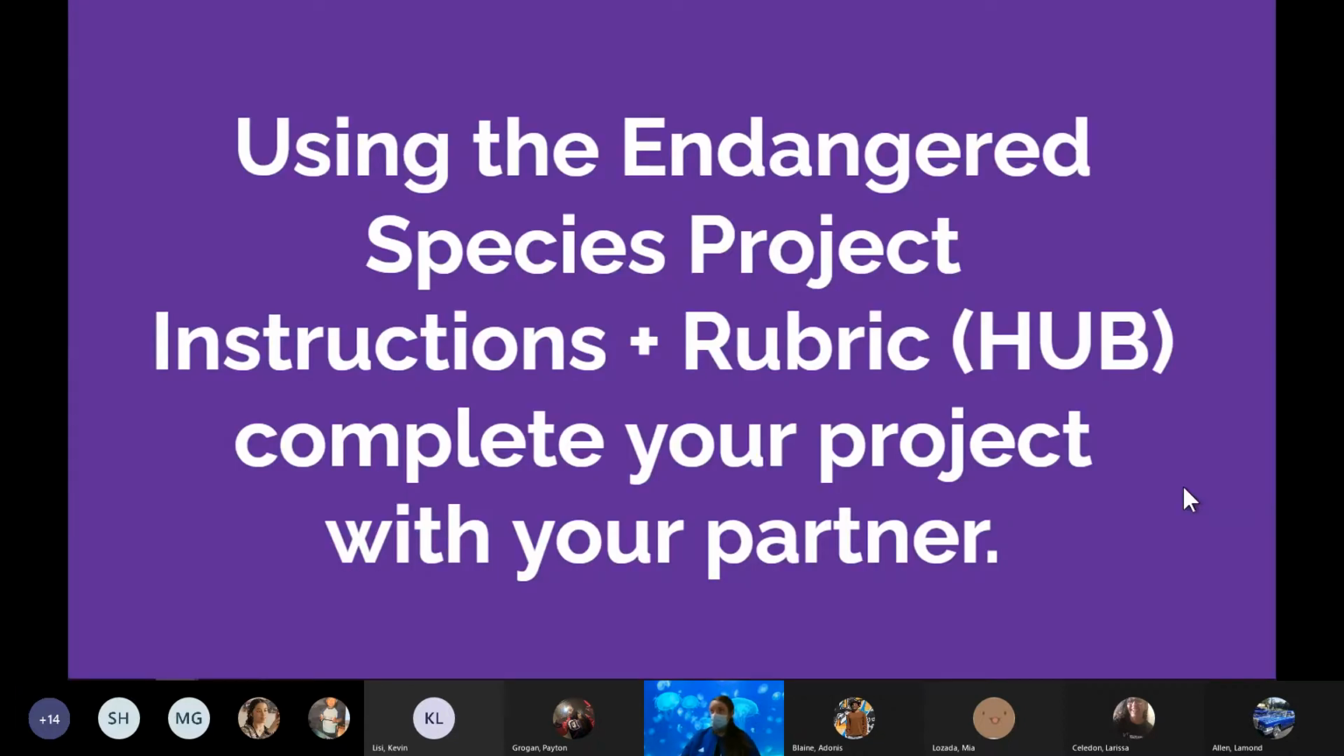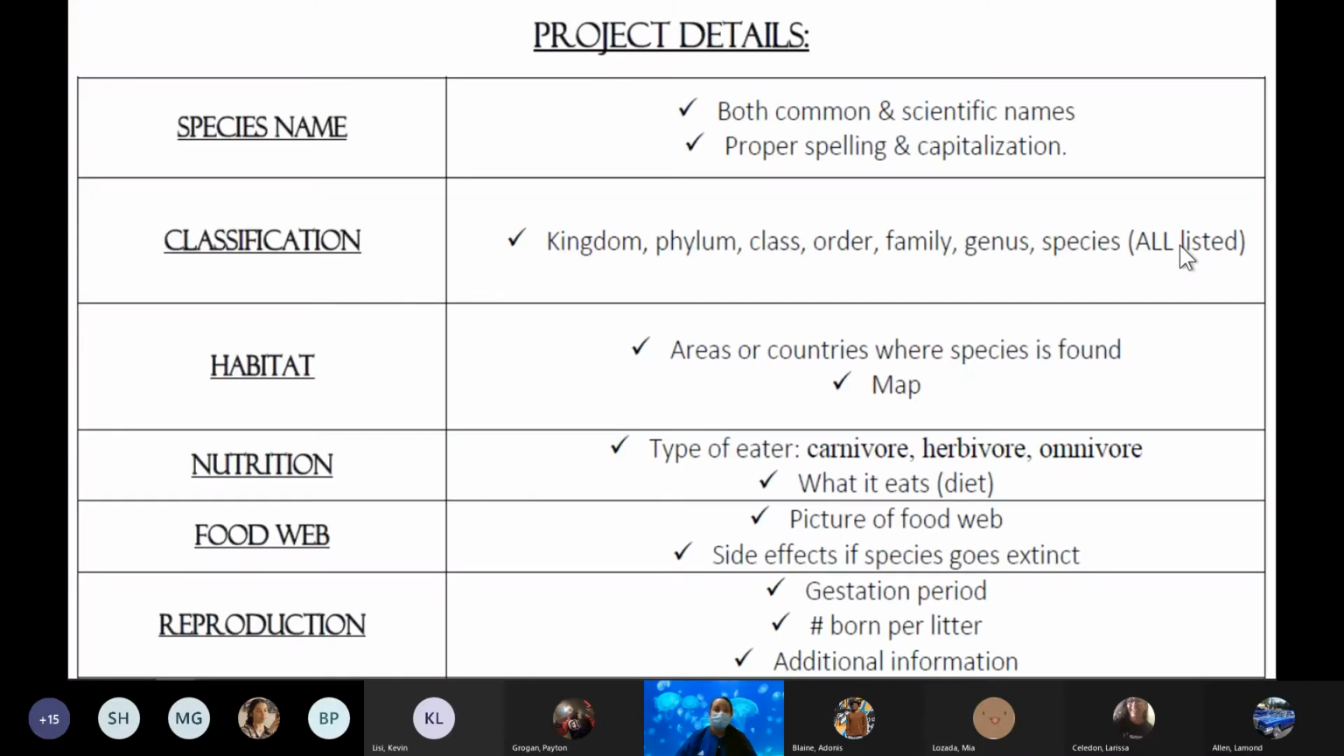So when you're working on the project, you're going to use the Endangered Species Project instructions plus rubric, which you can find on the hub. To complete the project, it has everything you need. Here are some screenshots of what's on that PDF. So some details for the project, what you're going to include on your project. You're going to have species name, both the common and the scientific names with their proper spelling and capitalization. Have the classification of your species, so the kingdom, phylum, class, order, family, genus, species of that organism you're working on. You have the habitat, so areas or countries where the species is found.